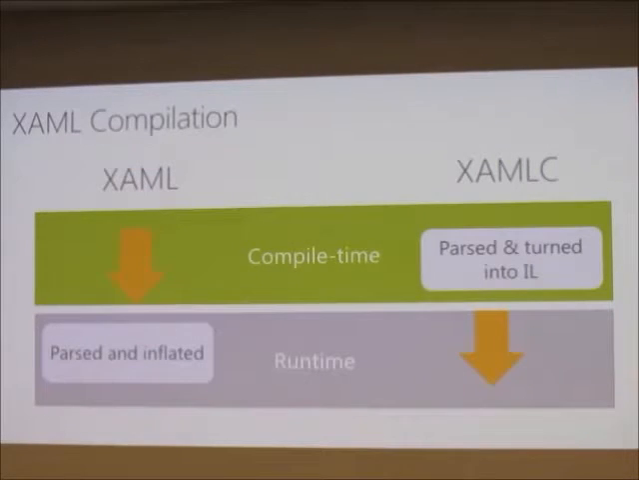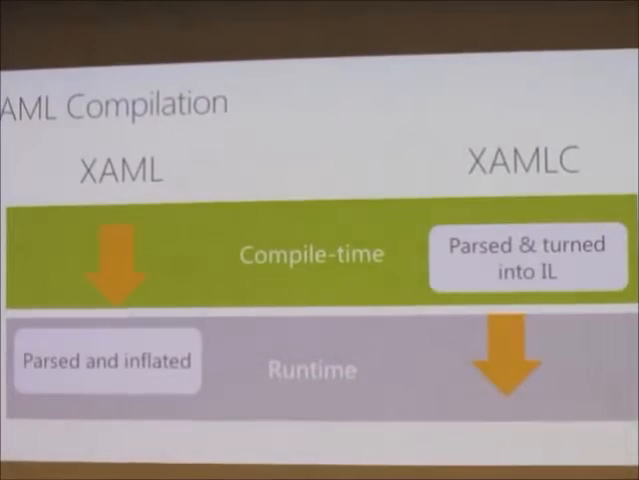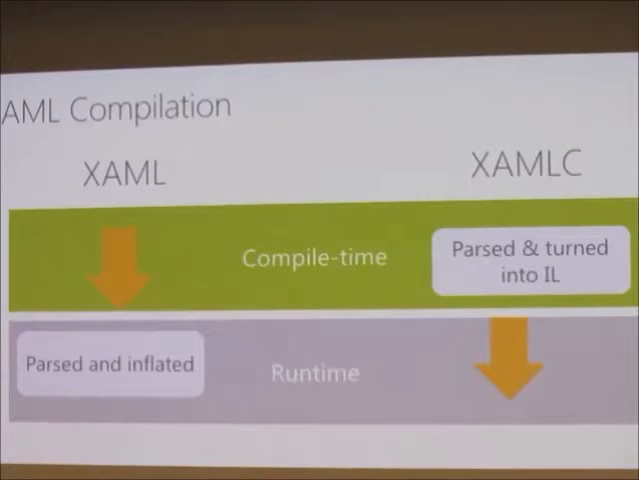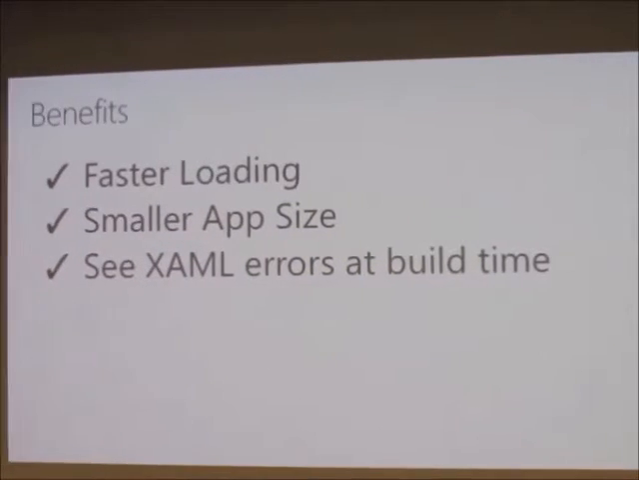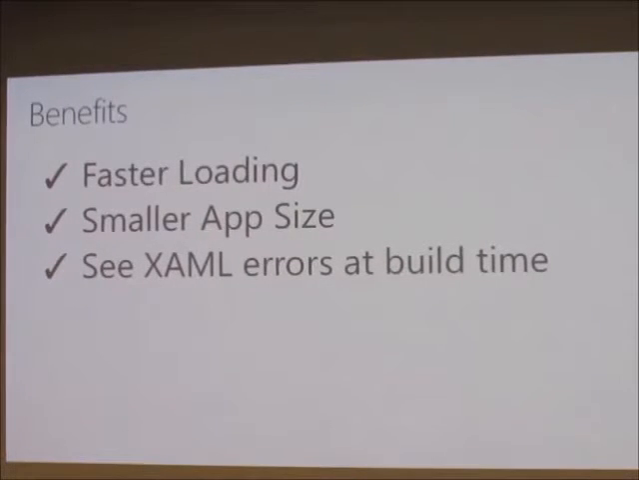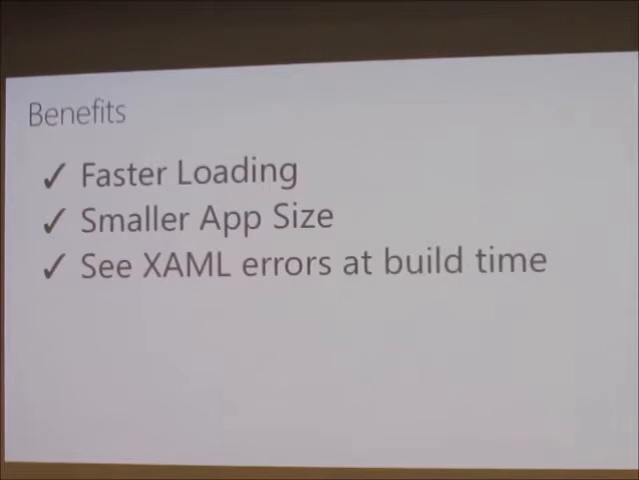XAML compilation, definitely turn that on. Before, it would be parsed and inflated at runtime, so you may run into issues if you type something wrong. XAML C will compile everything when you compile, and it'll turn it into IL code. Faster loading, so everybody wants a faster loading app. It is a smaller app size because it gets rid of all that XAML embedded within the app. Not that much smaller, but every bit helps. And again, XAML errors at compile time instead of runtime, which will drive you crazy.